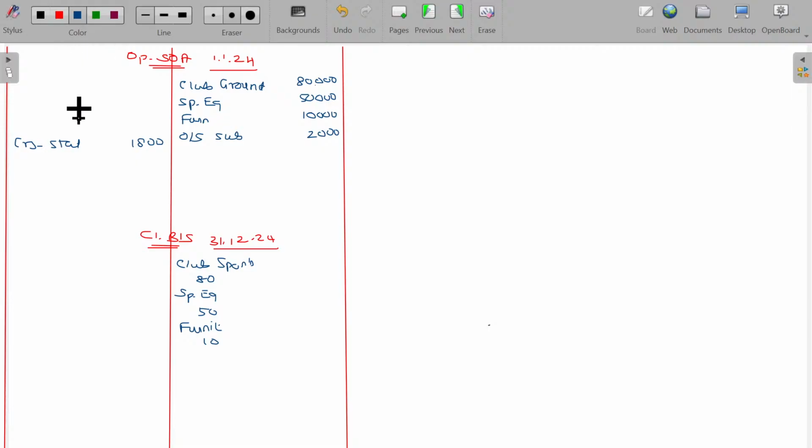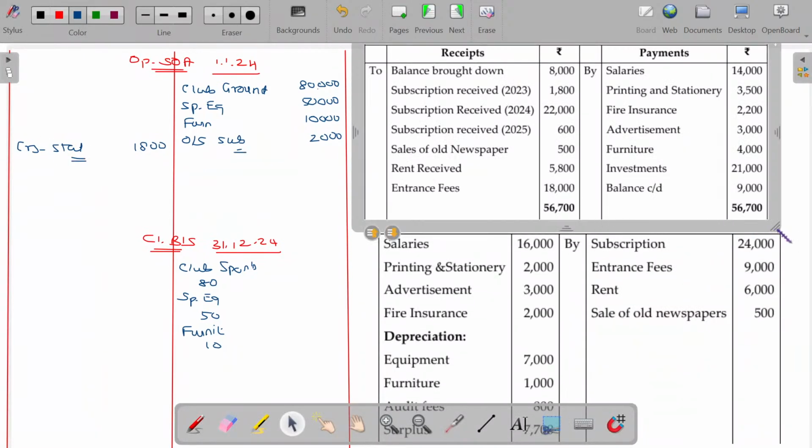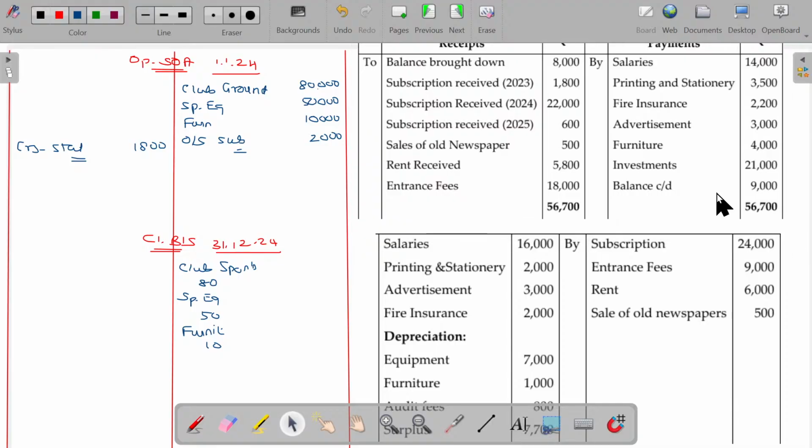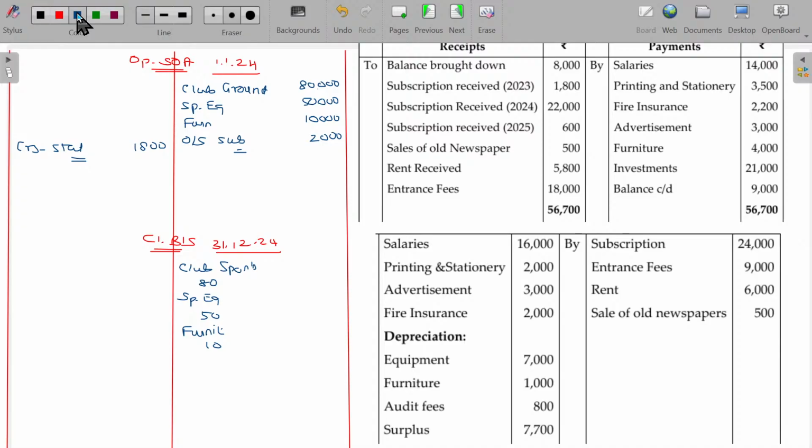Keep this idea in my mind. Okay. Receipts and payment and income and expenditure. What happens here? Balance brought down on the receipt side is nothing but opening cash balance, isn't it? Cash 8,000. And this closing balance is the closing cash, this value being 9,000.